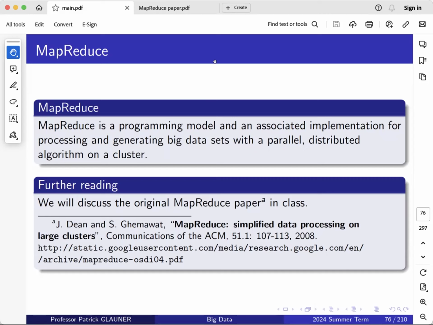I don't know, has any one of you ever used Hadoop, Spark, Flink, or something like this? If you have, maybe just send me a thumbs up or thumbs down here in the chat, so I see if anyone has already used this or not.